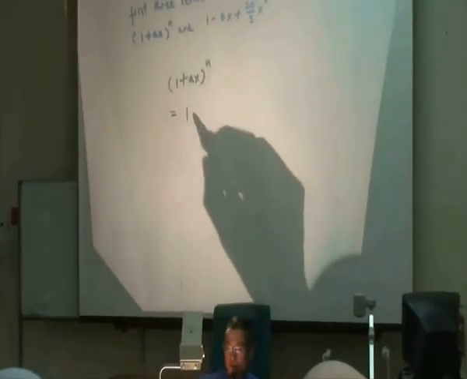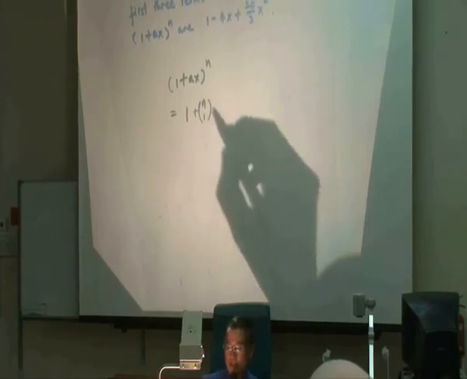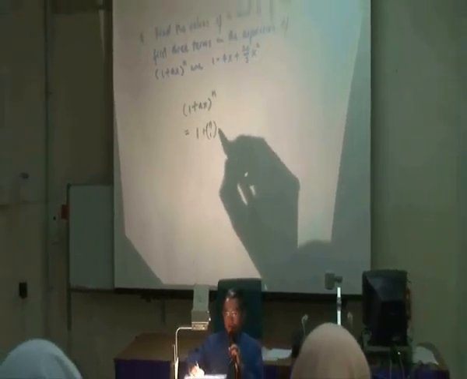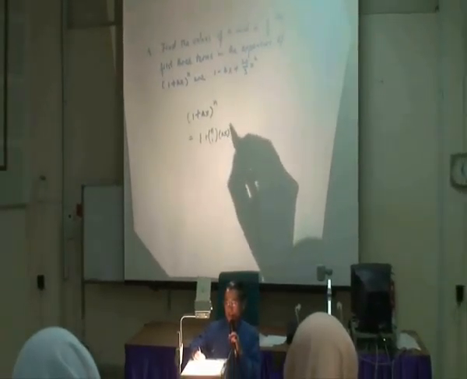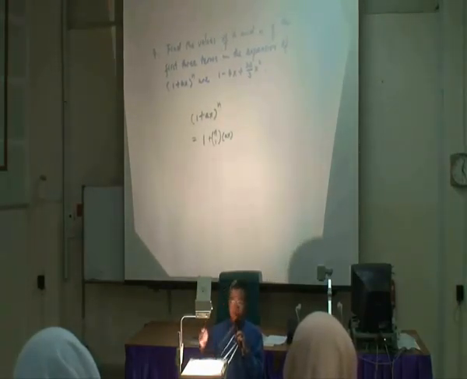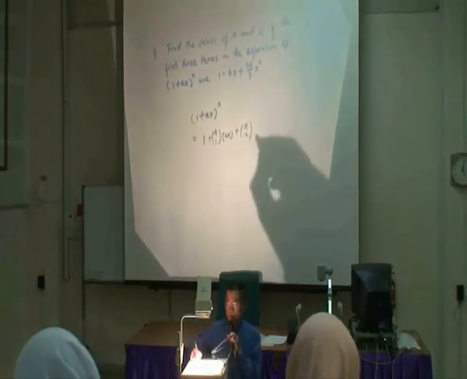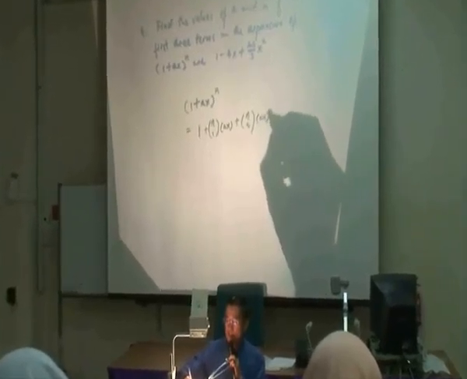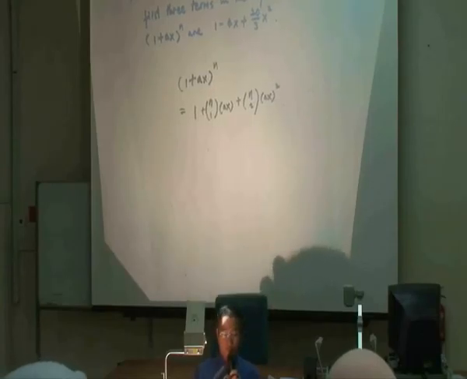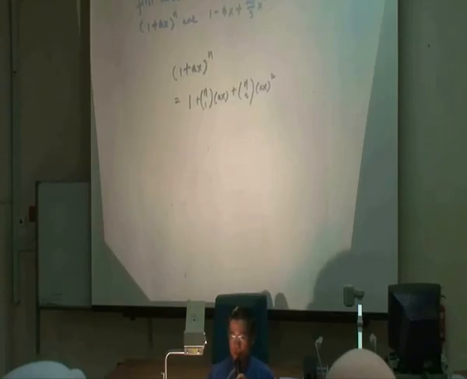Followed by nC1, then 1 raised to power n minus 1, which is still 1, so times ax to the power 1. The power for the second term increased by 1. And then nC2, ax to the power 2, or ax squared. So these are the first 3 terms in the expansion of this binomial function.